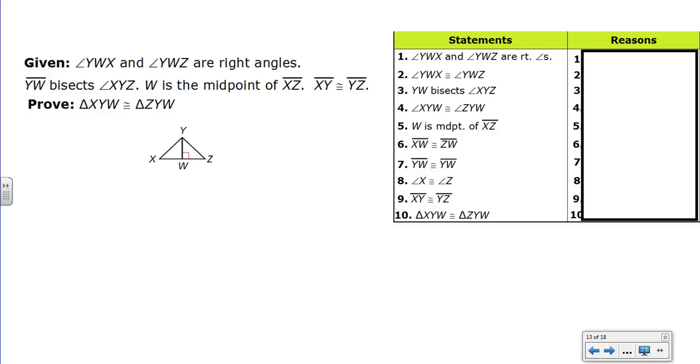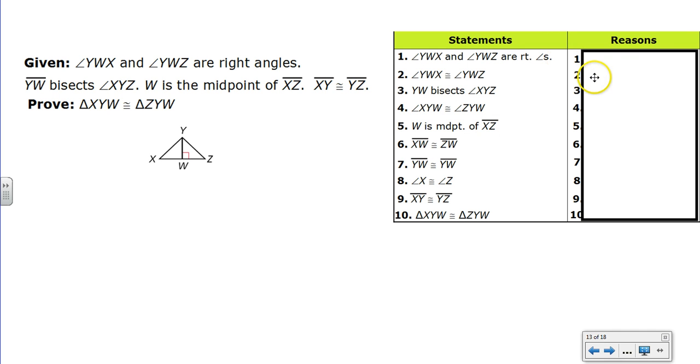So we know that angle YWX and angle YWZ are right angles. We know that segment YW bisects angle XYZ. And W is the midpoint of XZ. XY is congruent to YZ. So we're setting out to prove that XYW is congruent to ZYW. So it's nice to be given these statements, isn't it?